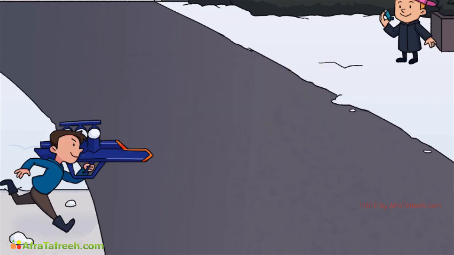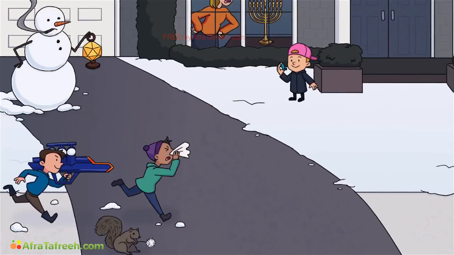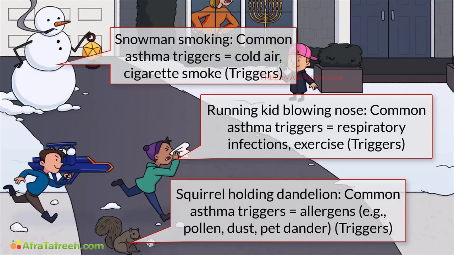One key historical feature to ask for are triggers, which are substances or activities that trigger a patient's asthma symptoms. Triggers are such an important piece of history to obtain that we've drawn the snowball launcher with a huge trigger to remind you to ask about them. The most common asthma triggers include respiratory infections, exercise, allergens such as pollen, dust, or pet dander, environmental irritants like cold air or cigarette smoke, and medications.